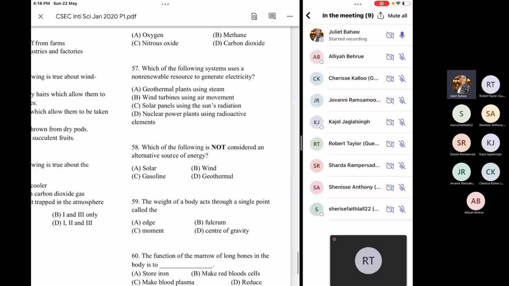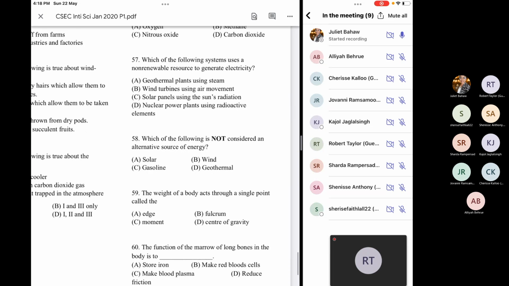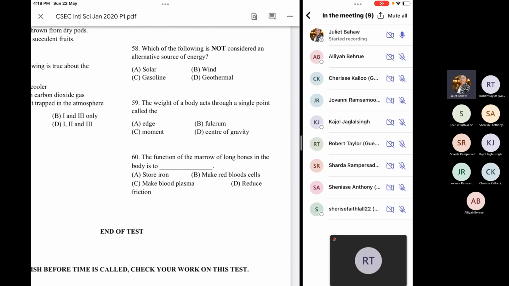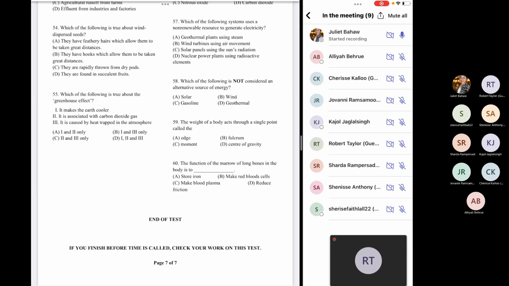57. Which of the following systems uses a non-renewable resource to generate electricity? That would be D. Nuclear power plants using radioactive elements. Right, that is non-renewable. 58. Which of the following is not considered an alternative source of energy? C. Gasoline. And 59. The weight of a body acts through a single point called the center of gravity. 60. The function of the marrow of long bones in the body is to? Marrow is to make red blood cells. B. How many people got 60?